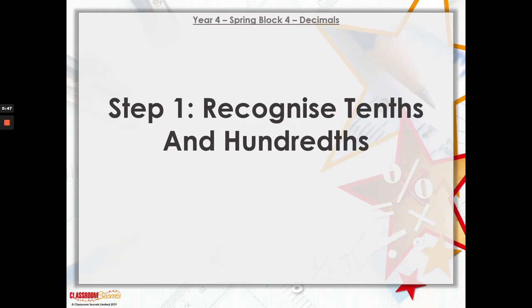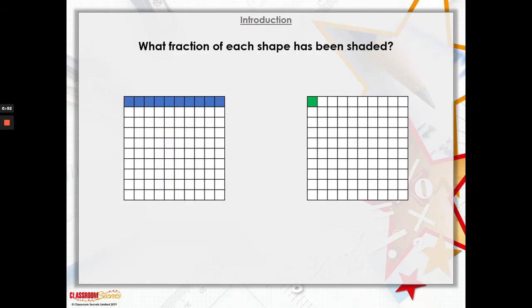Okay, so today we're going to be recognizing tenths and hundredths. As always, we have a little bit of an introduction. We have been dealing with fractions, and hopefully we know what a numerator is and a denominator. Remember, the denominator is how many pieces it has been chopped into. So how many parts you have altogether. And remember, the numerator is how many has been taken up. We normally say how many has been eaten because we like to use food as an example. But remember, the numerator is how many parts have been taken up, or how many parts have been shaded, how many parts have been coloured in.